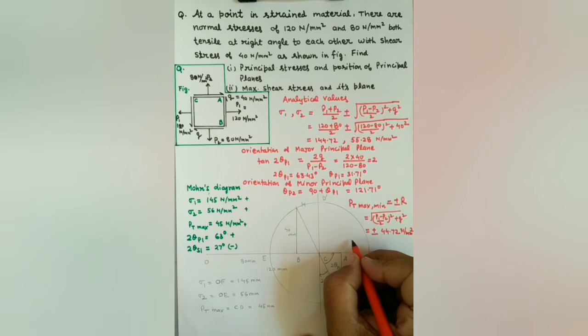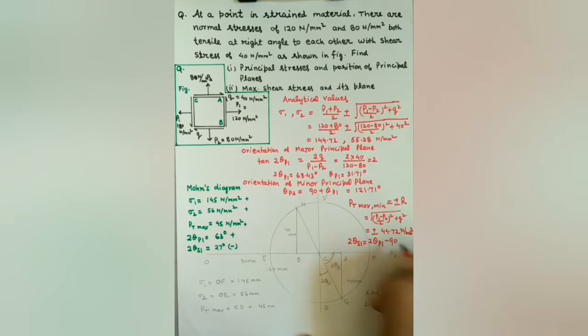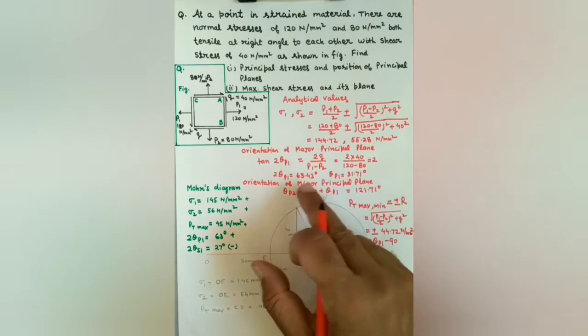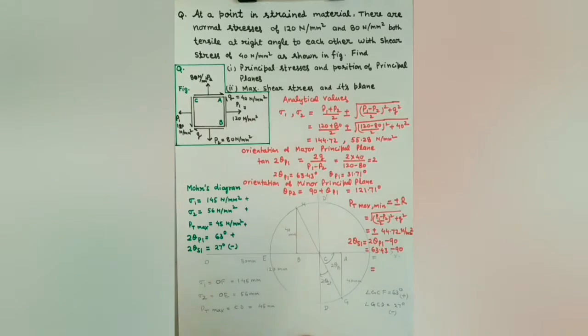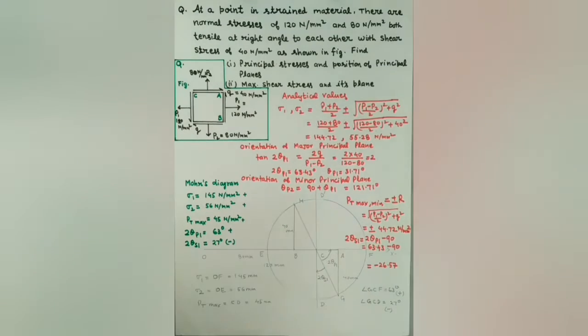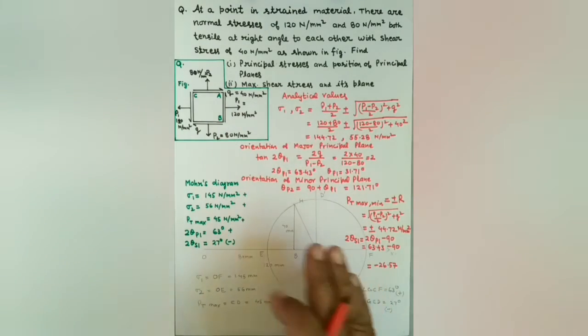Now the orientation of the planes of maximum tangential stress. The angle 2 theta S1 is equal to 2 theta P1 minus 90. So it gives 63.43, which is 2 theta P1, minus 90, and that gives value of 2 theta S1 equal to minus 26.57. Minus indicates the angle is to be measured in clockwise direction.